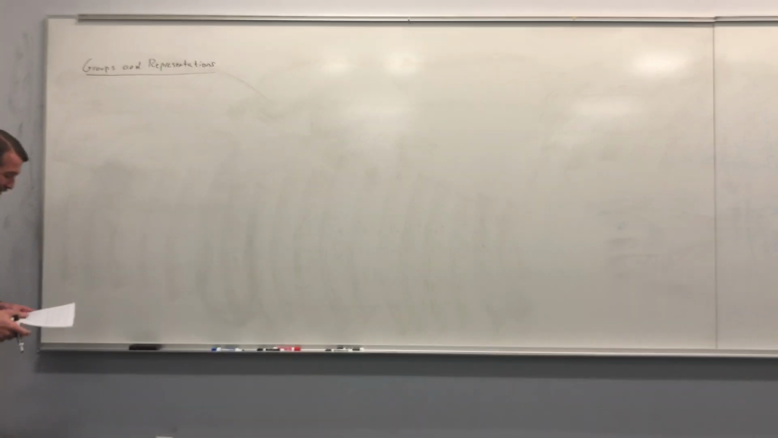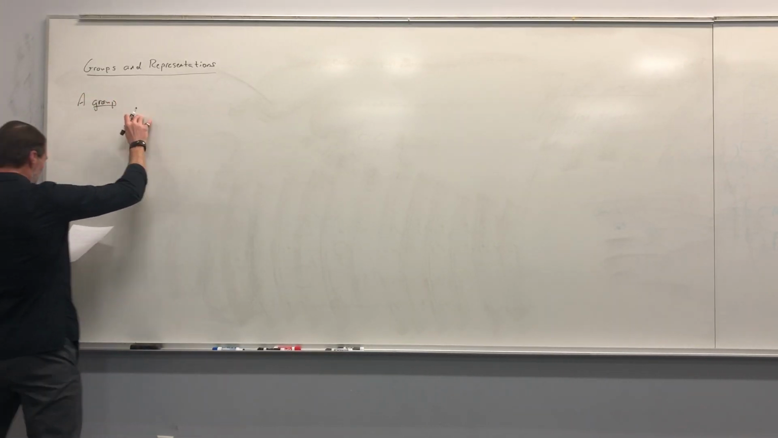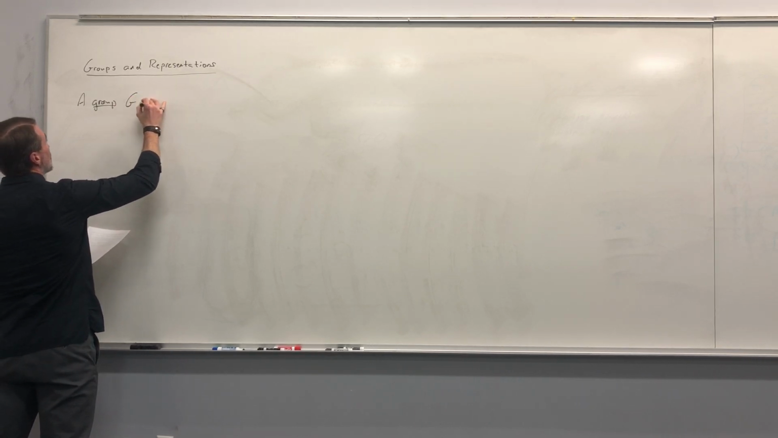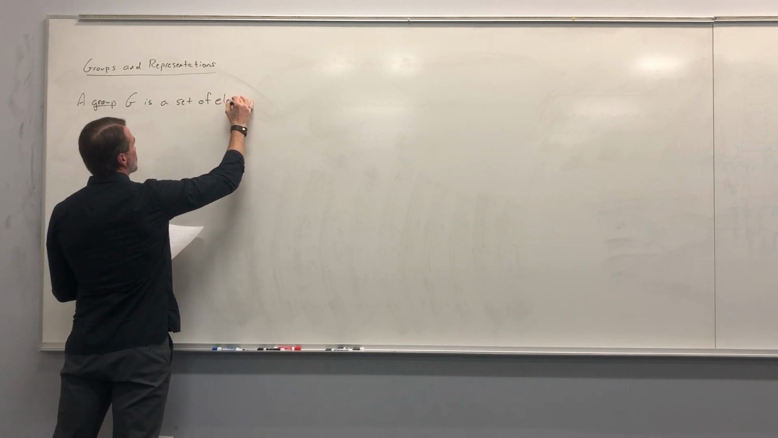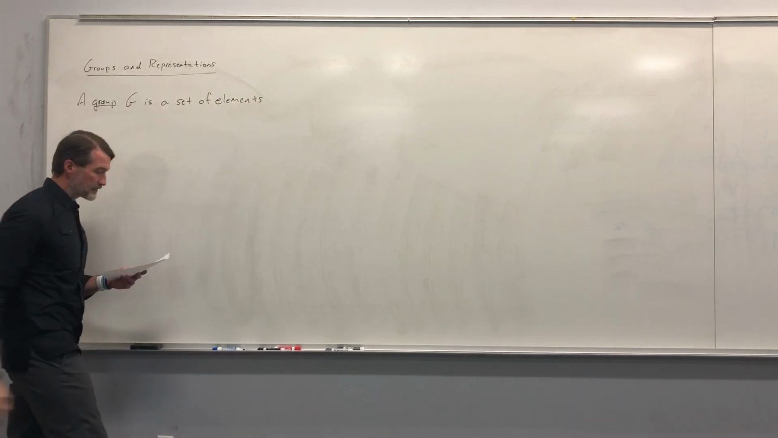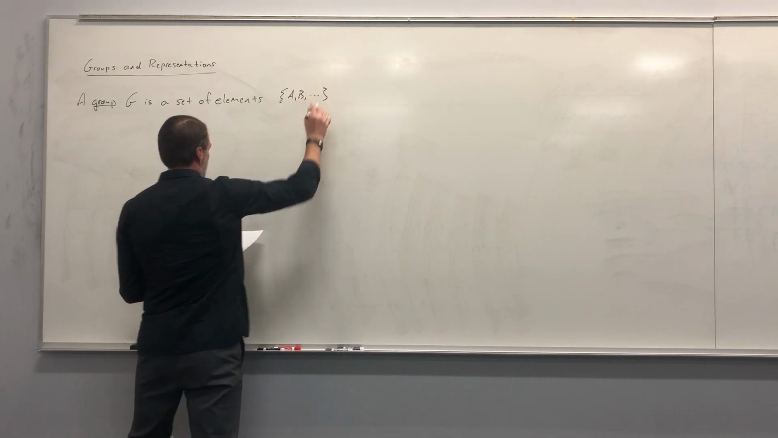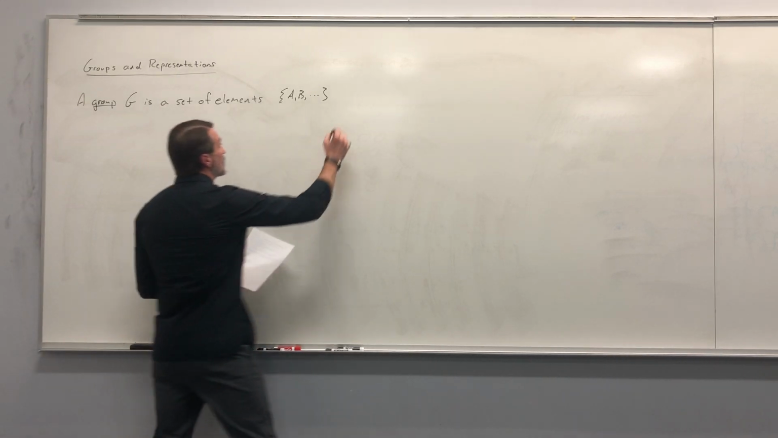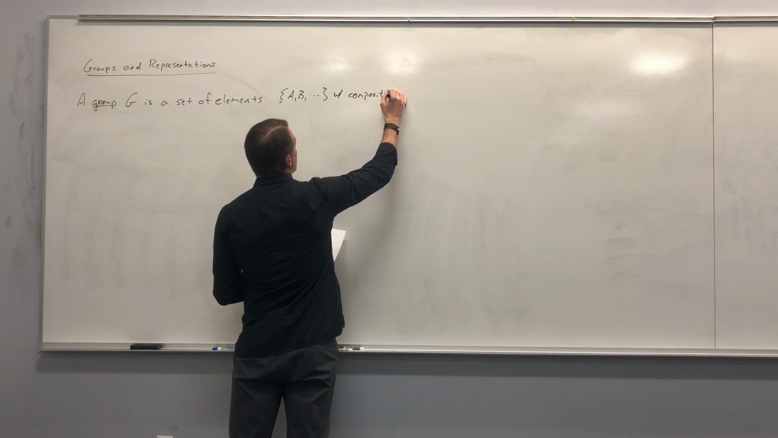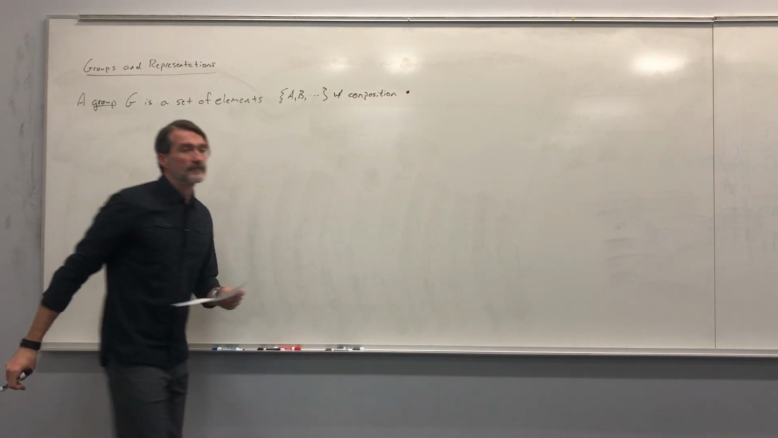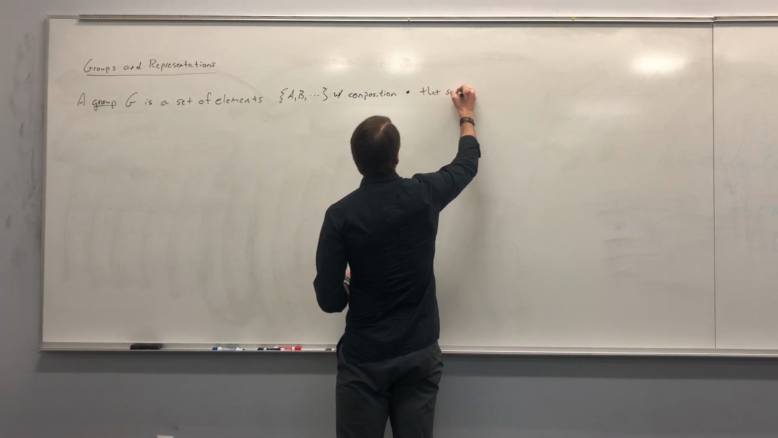Okay, so a group, let me give you the definition of group. A group, G, is a set of elements, and in my notes I write collection, but it is also just a set. Say A, B, dot, dot, dot, with a composition operation, which I'm just going to draw by a big dot, that satisfies the following.